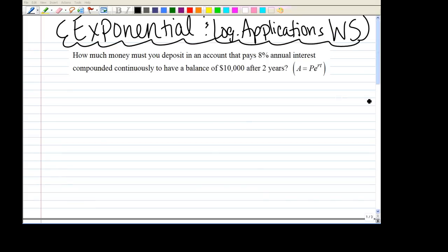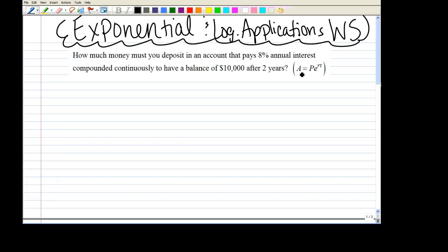Hey everyone, we're going to be doing a few examples from your Exponential and Logarithmic Applications worksheet. So this is one of them. How much money must you deposit in an account that pays 8% annual interest compounded continuously to have a balance of $10,000 after 2 years? We're going to use this formula.